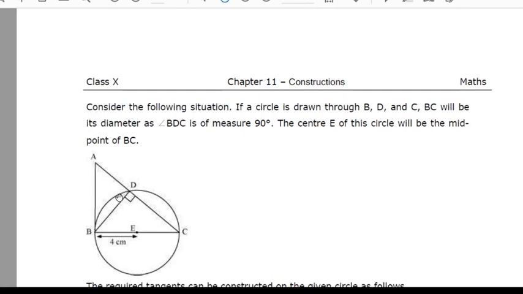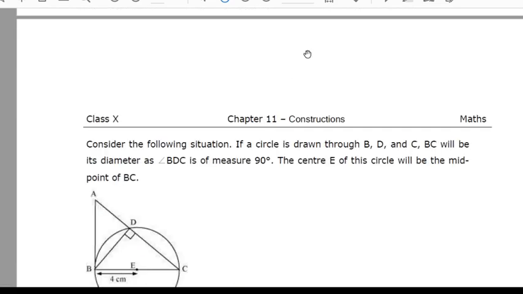Now you have to draw the circumscribed circle. How can you draw it? For this triangle, the hypotenuse is the relevant side. The midpoint of the hypotenuse works as the circumcenter. So you draw this circle.